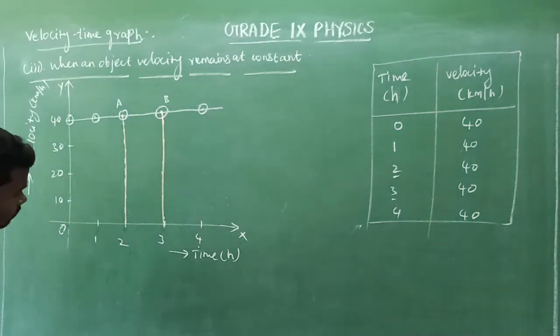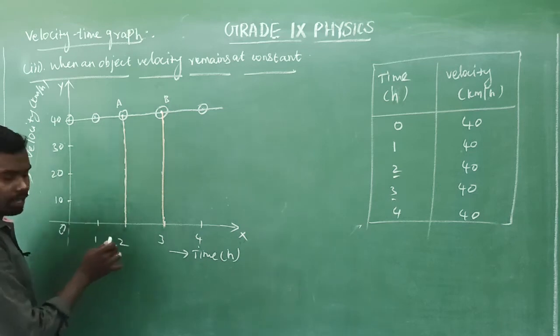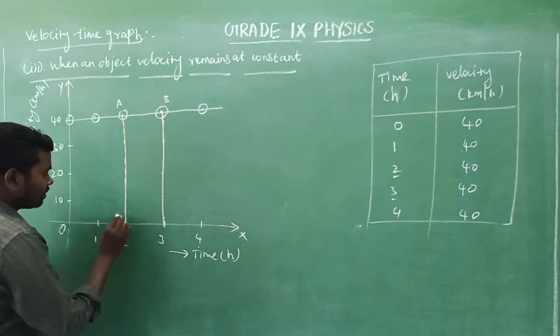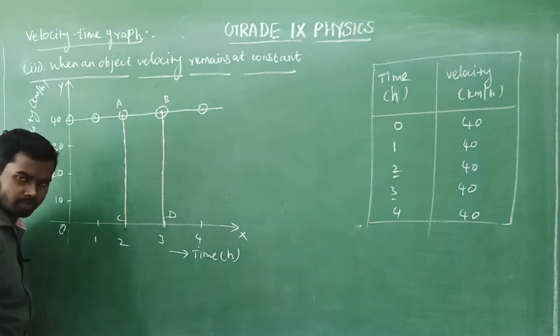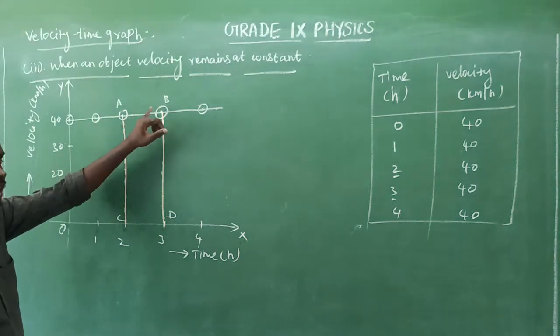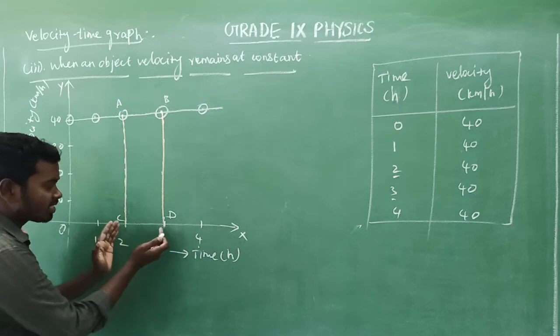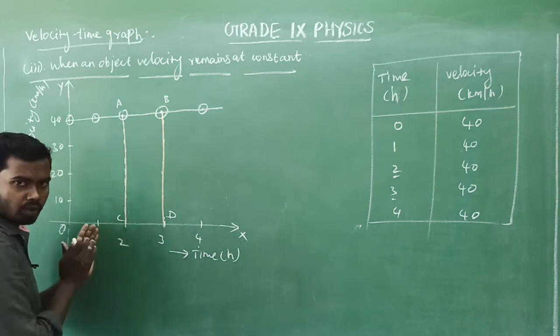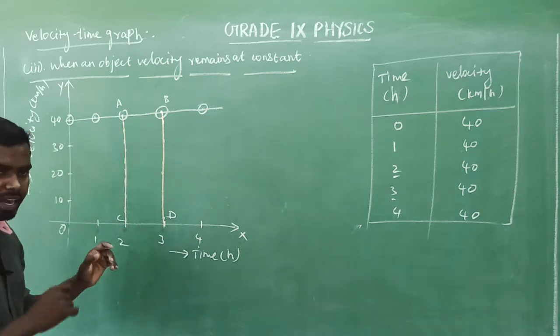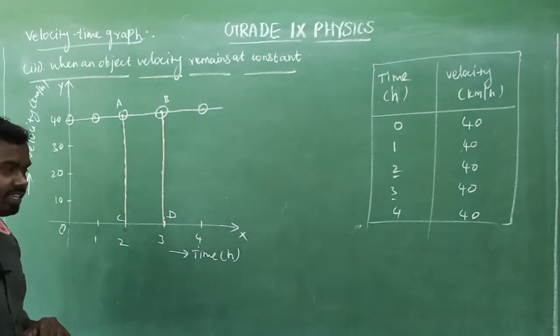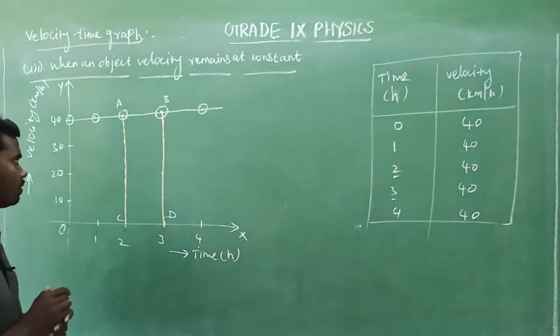Next, I'm going to give names for these. This one is AB, this one is C, and this one is D. The AB is velocity, and CD is a time interval, because these two lines connect in a particular time interval. That's why I have given the names AB and CD. Is it clear?